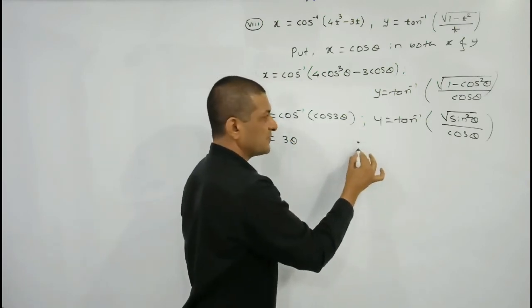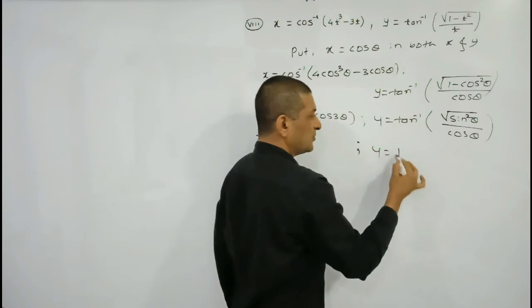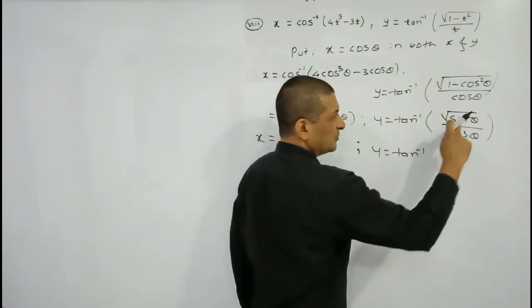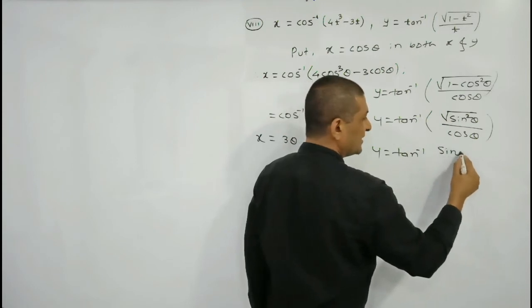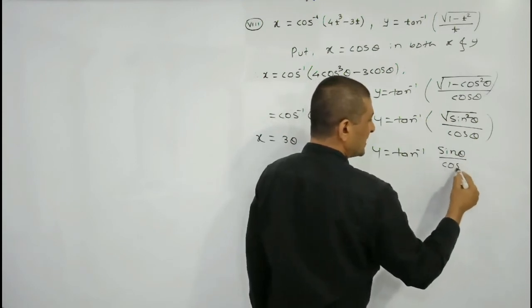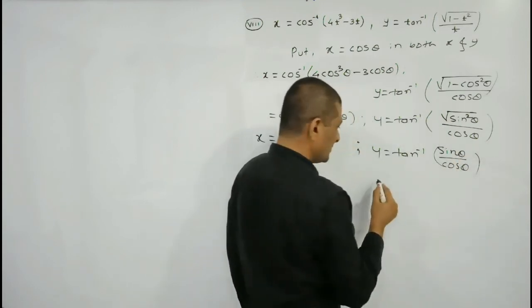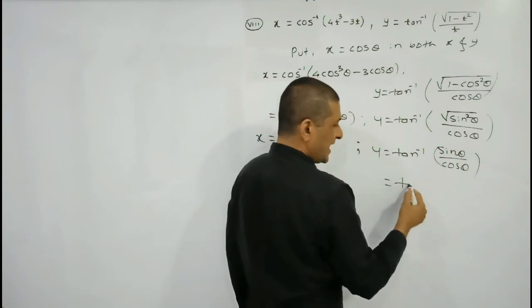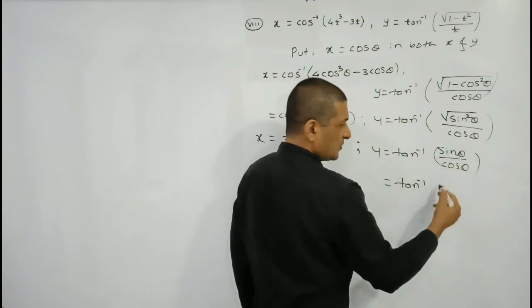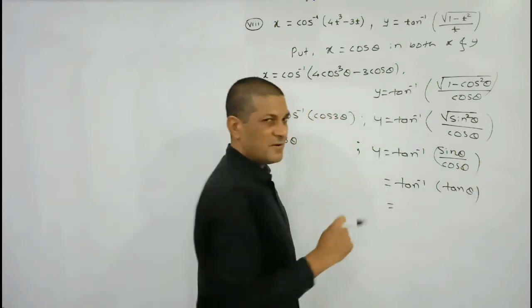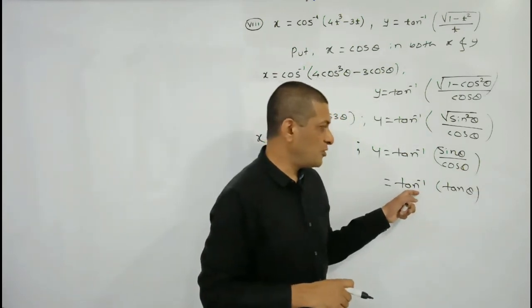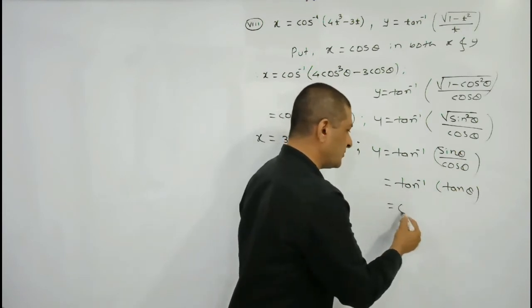Now we are trying to find the value of y. y is equal to tan inverse of, in the numerator sin square theta, outside the root will become sin theta, in the denominator cos theta, keep it as it is. So this is equal to tan inverse of, now sin upon cos is equal to tan, so tan theta. According to the property of inverse trigonometric function, the value of tan inverse of tan theta will be equal to theta.